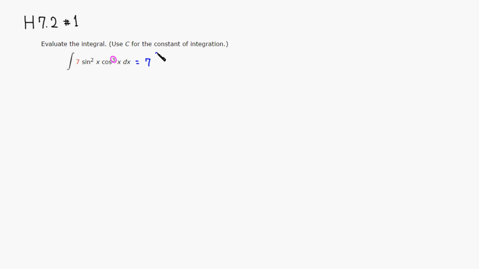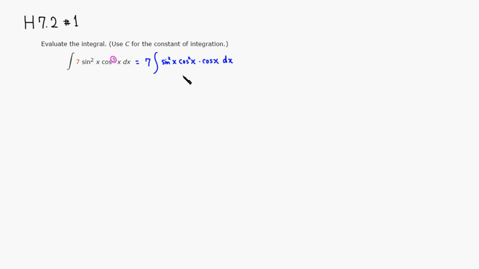The integral: we have sine squared of x, and I'm going to take only cosine squared of x. Then I'm going to leave one of the cosines out here, with respect to x.